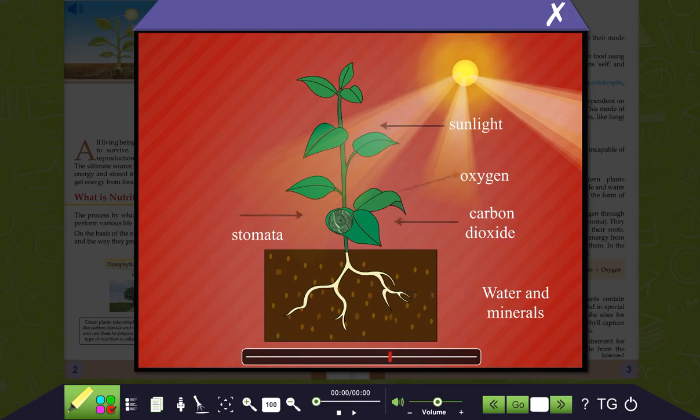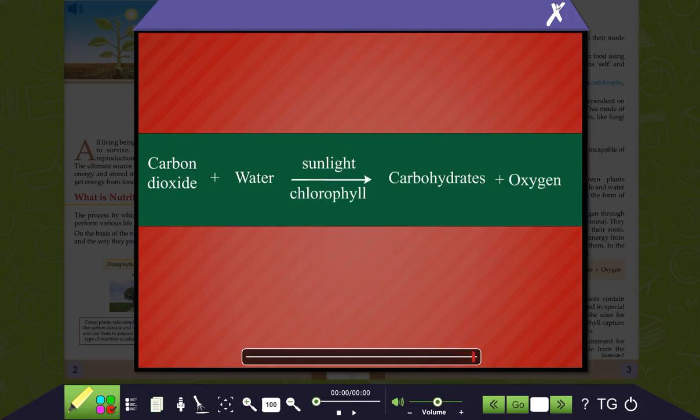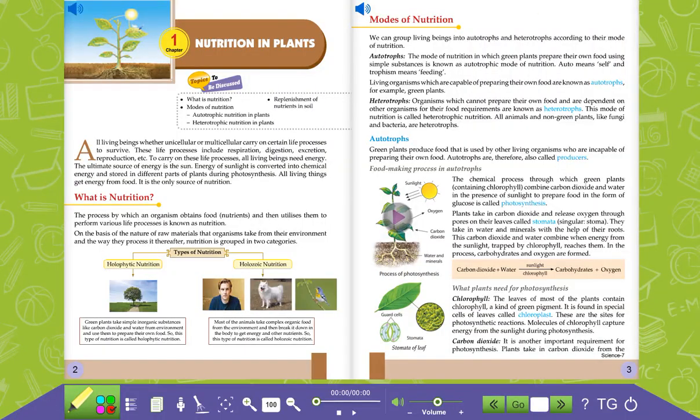This carbon dioxide and water combine when energy from the sunlight trapped by chlorophyll reaches them. In the process, carbohydrates and oxygen are formed. Carbon dioxide plus water in the presence of sunlight and chlorophyll gives carbohydrates plus oxygen.